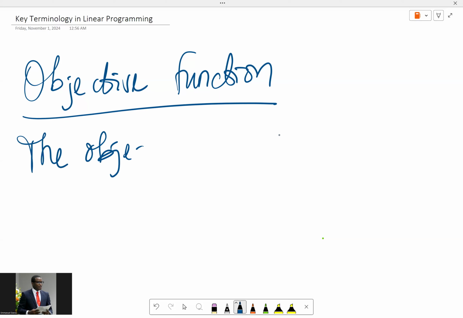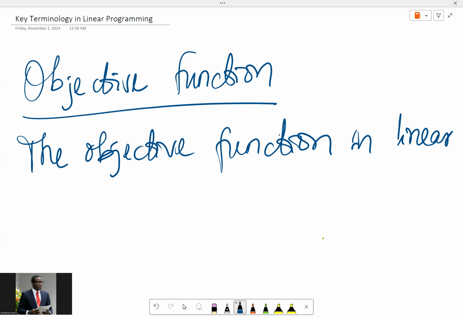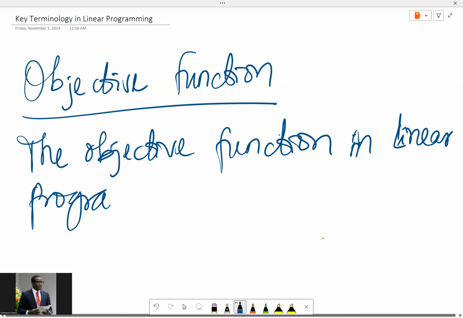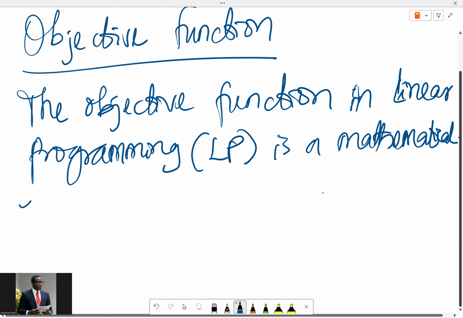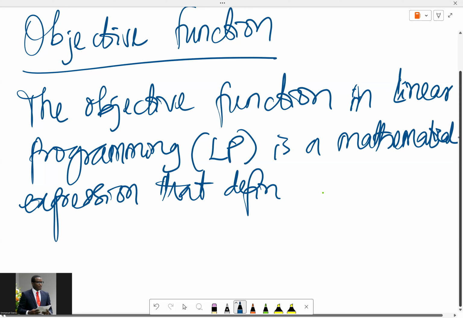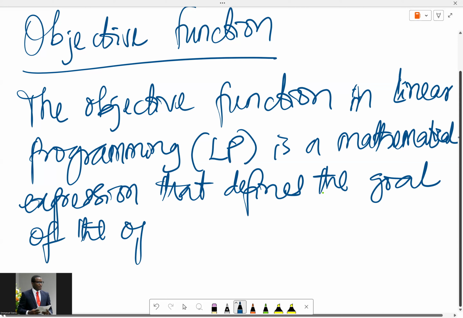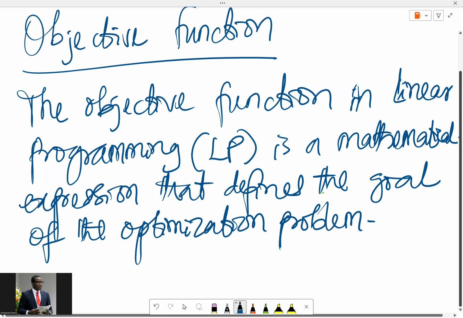The objective function in linear programming, because linear programming is LP for short, is a mathematical expression that defines the goal of the optimization problem. That is our target.